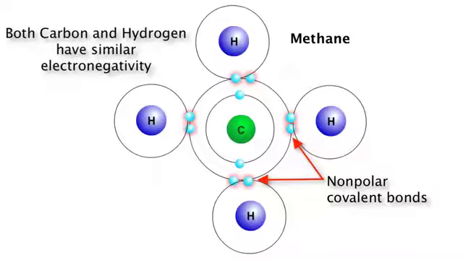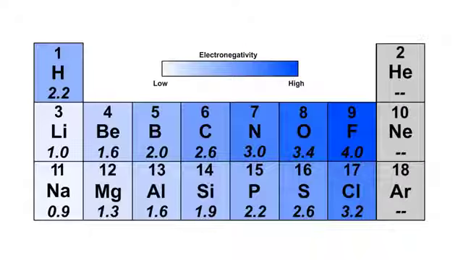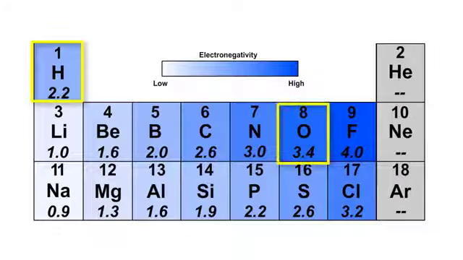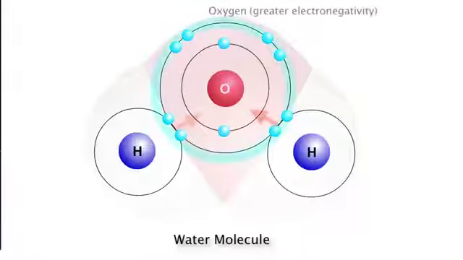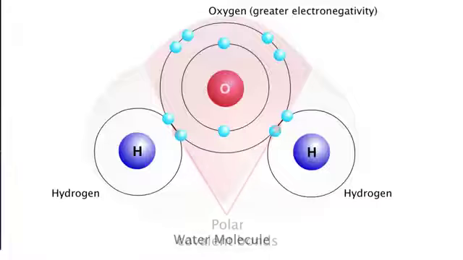the two atoms. The electronegativities of hydrogen and oxygen are very different. As you can see from the chart, the electronegativity of oxygen is higher than the electronegativity of hydrogen. Because of this, when oxygen and hydrogen are bonded together, as shown in this water molecule, oxygen pulls at the electrons more than hydrogen does. This causes the covalent bond between the oxygen and hydrogen atoms to become polar.